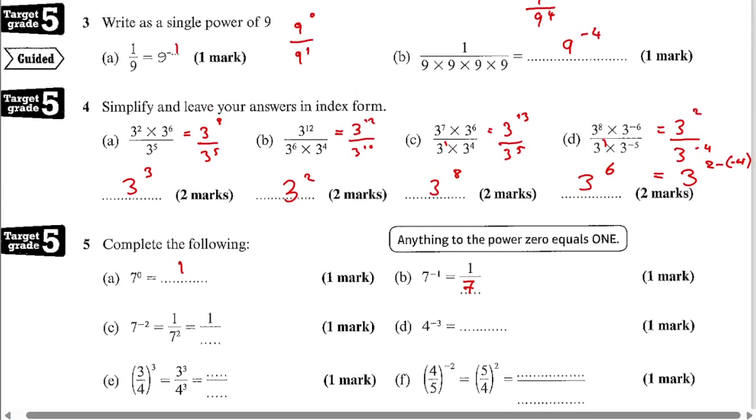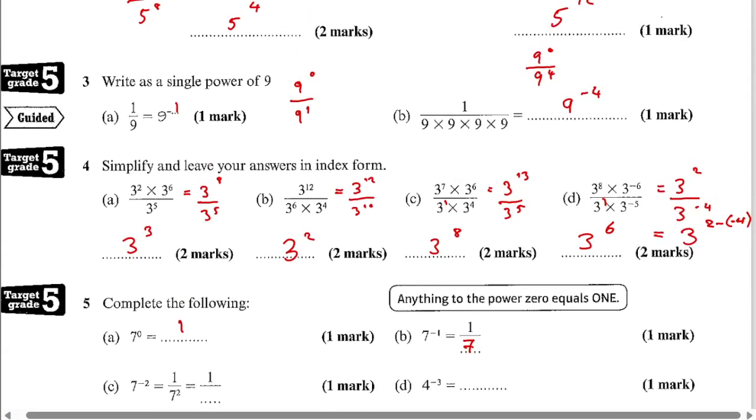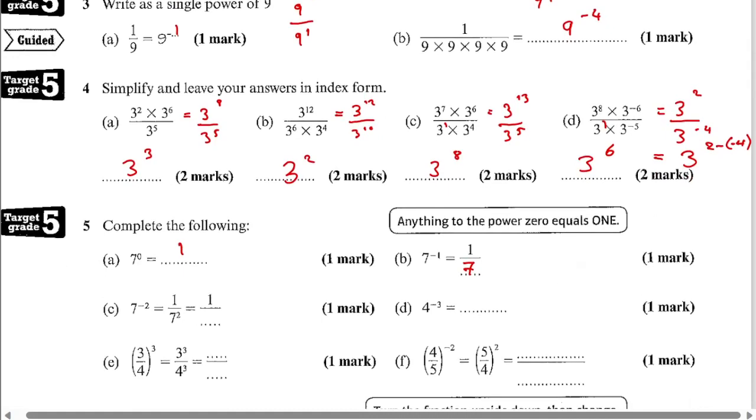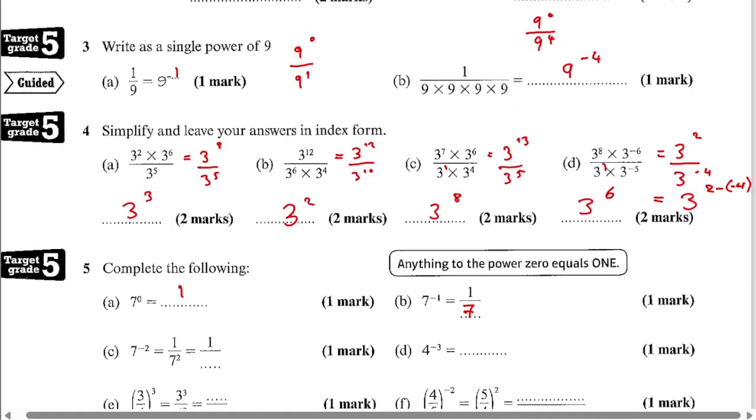That's kind of going in the reverse of what we did here. If we said 1 is 9 to the power 0. Over here where we said 9 to the power minus 1 is 1 over 9. 7 to the power minus 1 is 1 over 7.